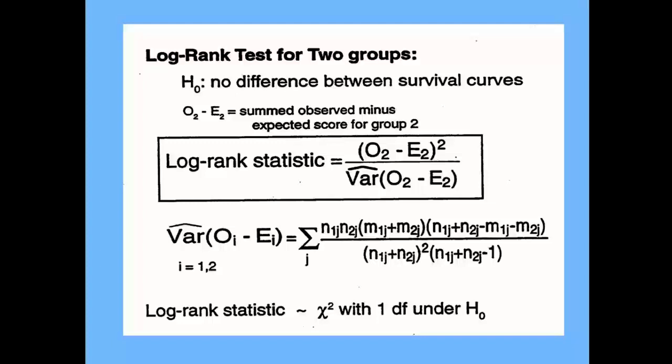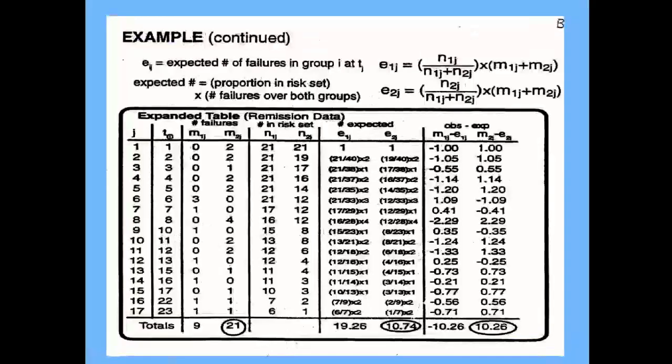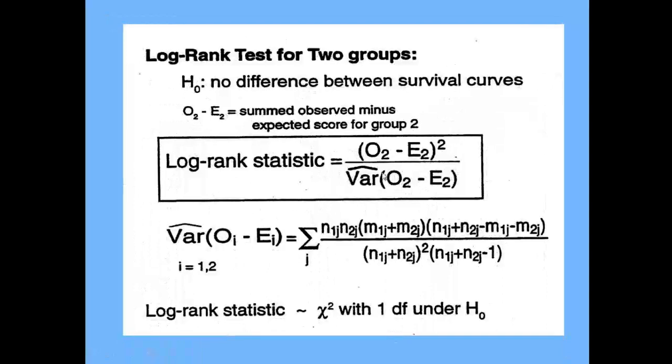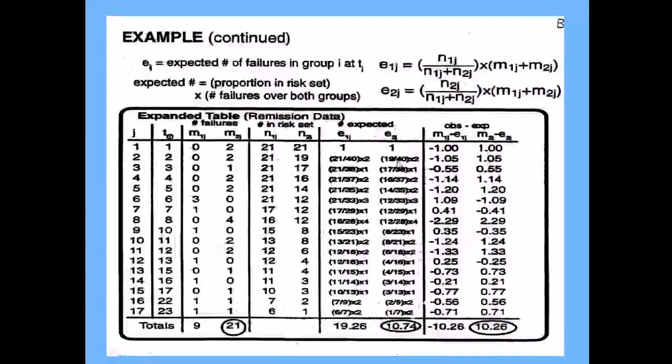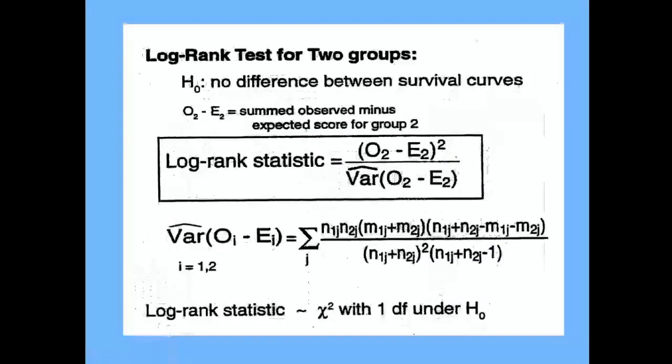And there's a formula for it, for the log-rank statistic. You see O2 minus E2? Well, O2 is the total number of observed in the second group, and E2 is the total number of expected in the second group. Okay, that's what O2 and E2 is. So go here, O2 minus E2, one is 21 and the other is 10.74.